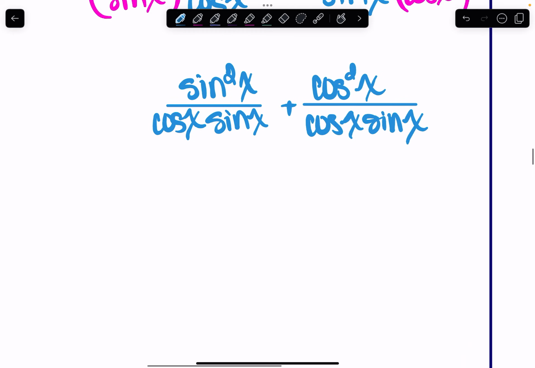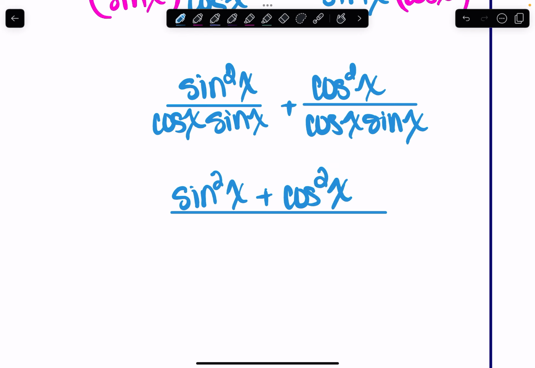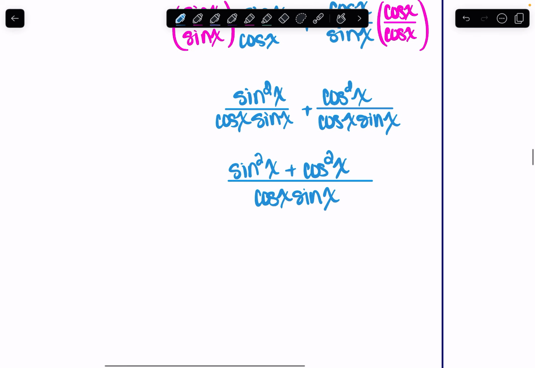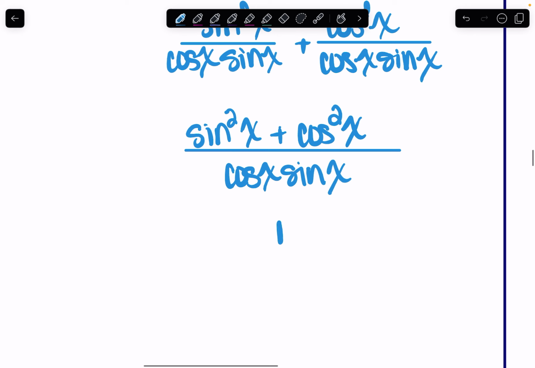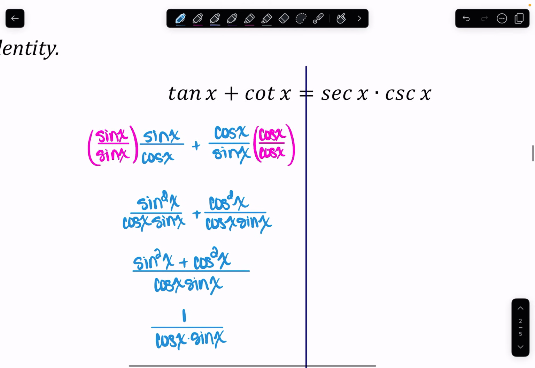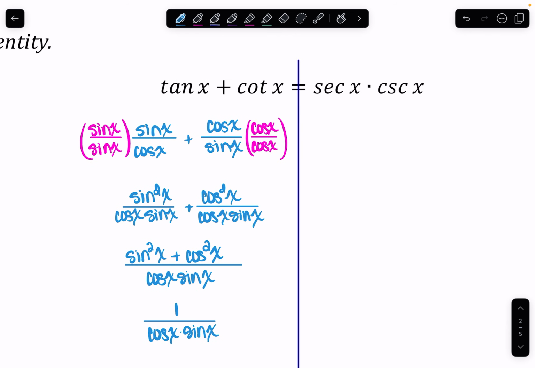All right, denominators now match, so I've got one large fraction. Numerator 1, sine squared x, plus numerator 2, cosine squared x, over denominator cosine x, sine x. Sine squared plus cosine squared, that's one of your Pythagorean identities, that's Papa Pitt. That is 1 over, so I've got cosine x times sine x.